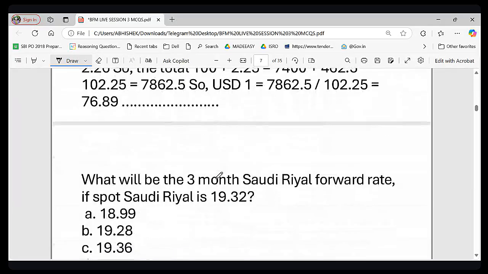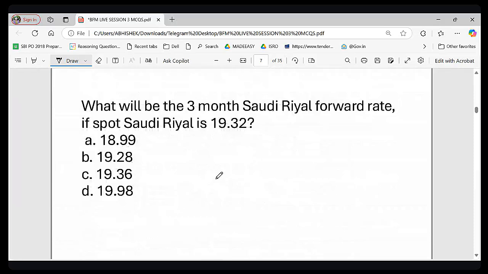So question number 3, based on the same data, is in front of your screen, right? Let's tackle our next question. Let me show you the data. The question is: what will be the 3-month Saudi Riyal forward rate if the spot Saudi Riyal is 19.32? Options are 18.99, 19.28, 19.36, 19.98. Take a moment, think it through, type your answer in the chat. Let's see how many of you get it right.